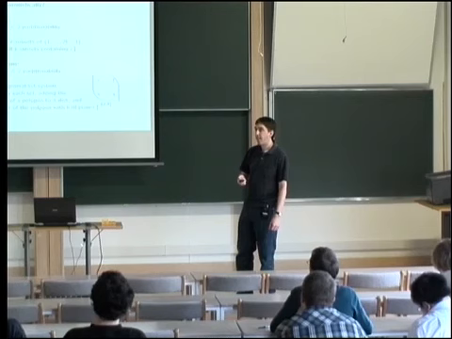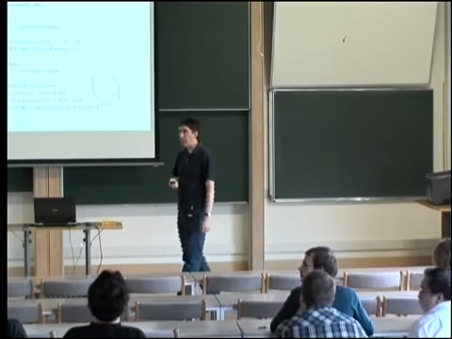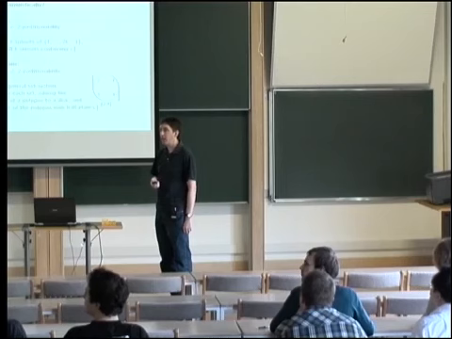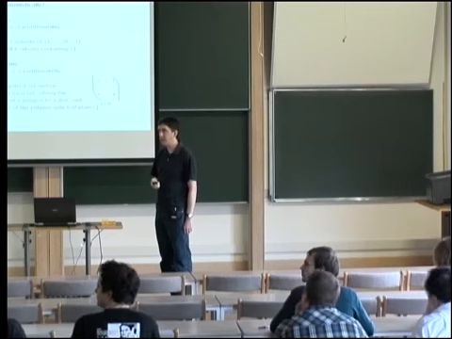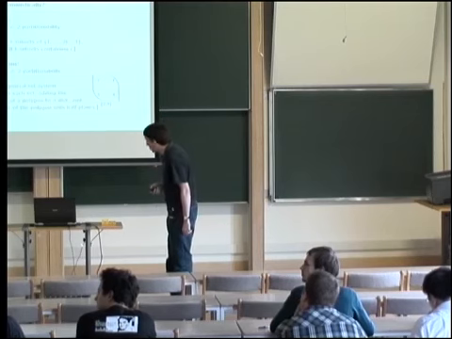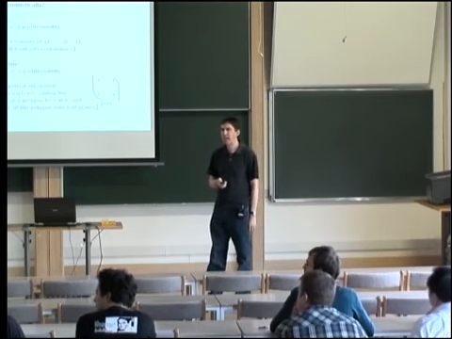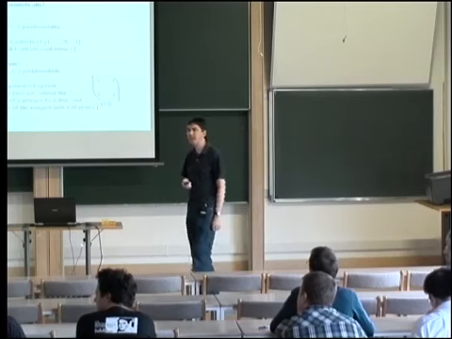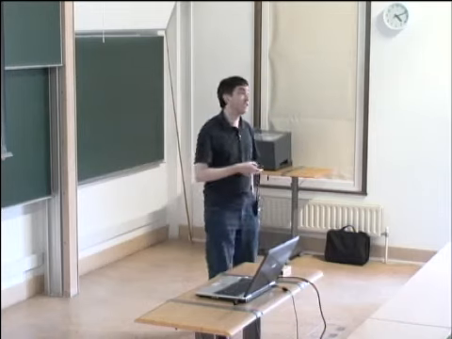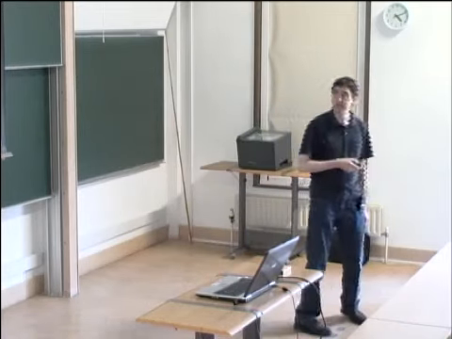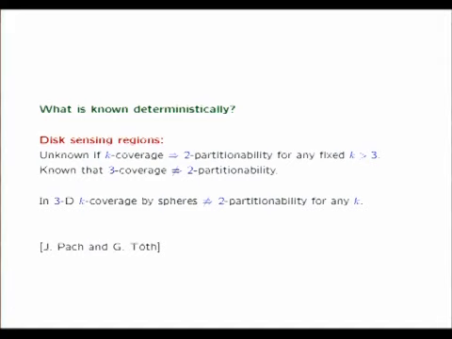But if you just consider on the plane squares which are oriented this way, squares of fixed size, 1 by 1, then what is the minimal k? I think that's not known. Even that one's not known. Disk regions, this is the embarrassing one. It's unknown if k coverage implies 2 partitionability for any k bigger than 3. 3 is definitely not.